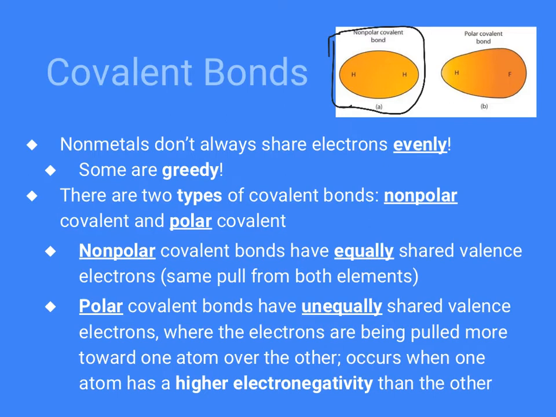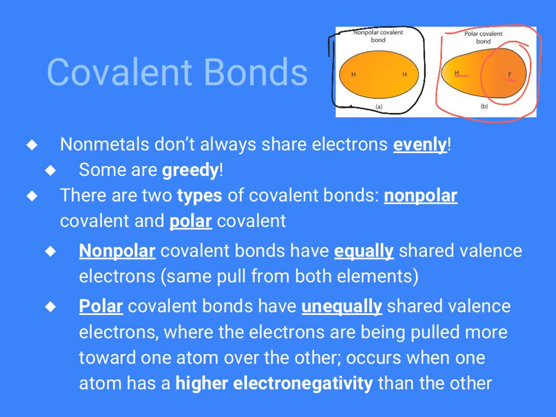But then when I go over to this polar covalent over here, I have hydrogen and I have fluorine. We know that fluorine is super electronegative. Think of this like a tug of war. Fluorine is pulling those electrons really hard close to it because it's really electronegative. So that's why this side is a darker orange. It's pulling the electrons closer to it, and hydrogen still has those electrons. They're still sharing them. They're just not being shared equally.